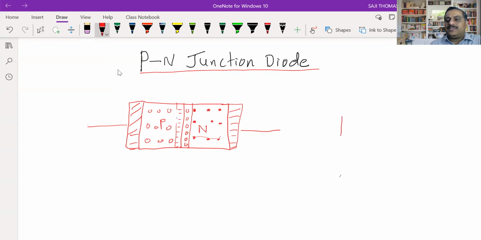The circuit symbol of a PN junction diode is like this. You have to draw a triangle. At the narrow end of the triangle, you have to put a line. The wide end of the triangle represents P section. The line represents N section. So this is the symbol for a PN junction diode.